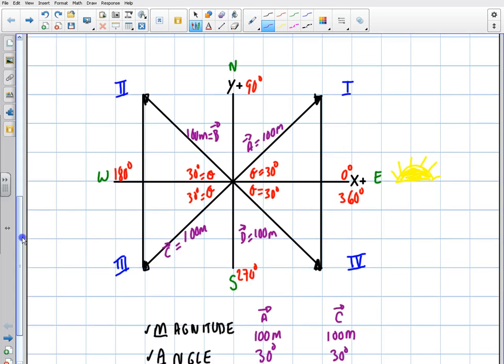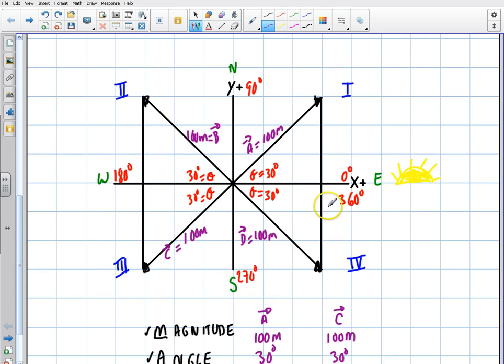Okay. Now, one more thing I want to talk about here. I want to talk about the signs of all of our components here, because that is really, really critical. So the signs of the components. So let's say that I have a component here. I'm going to use the same sign as my angle here.